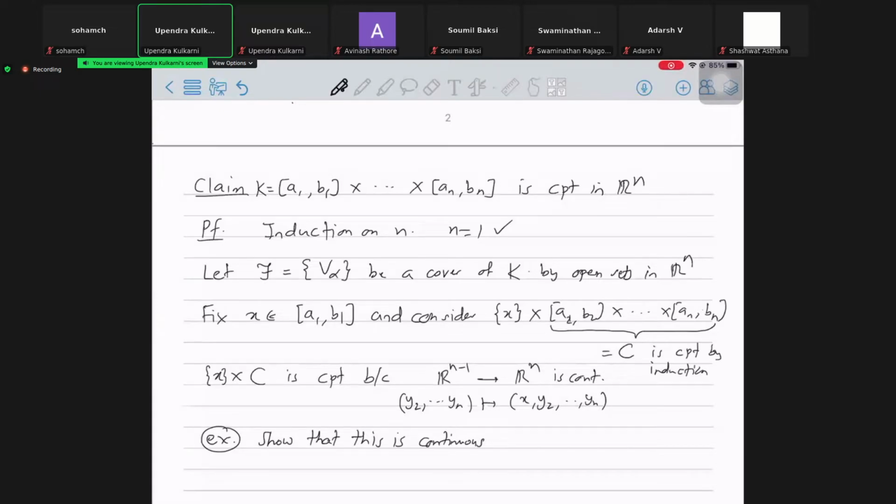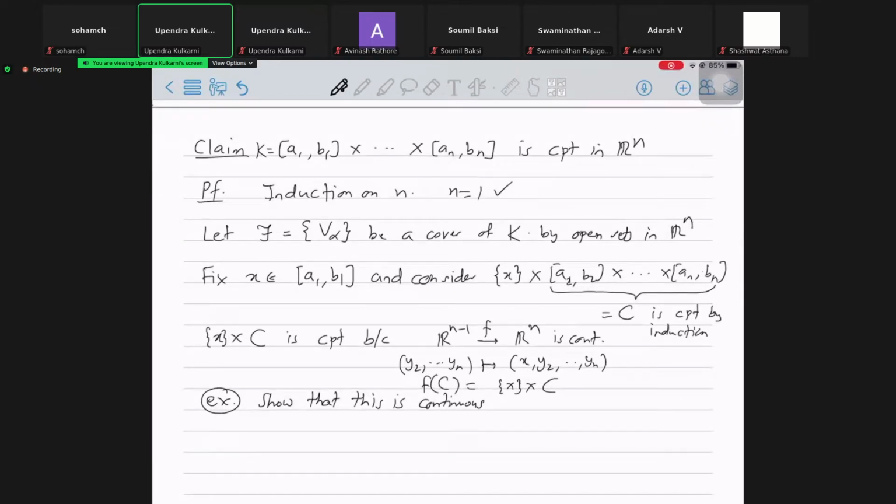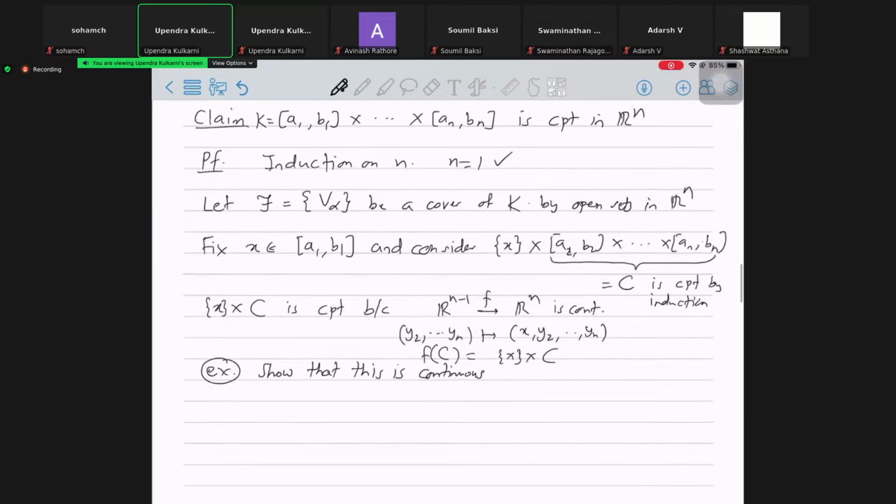Anyway, this function is continuous, and then what? The image of C is really, so if I call this F, then F of C is really X cross C. Okay, so this is a minor point. Nonetheless, since we are proving things formally, every i needs to be dotted, every t needs to be crossed. Okay, so this is how we are going to do it. Now the proof actually starts.